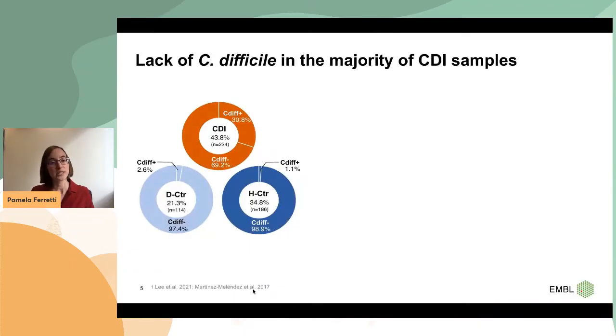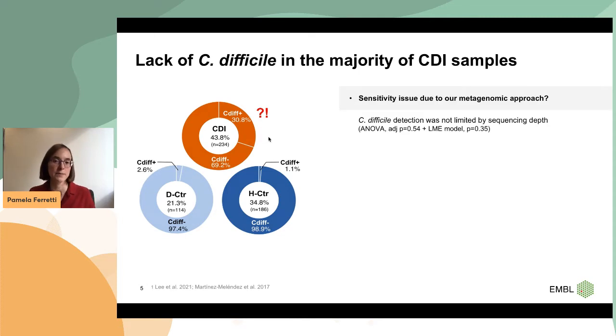However, proceeding to track C. difficile across the sample groups, we could find only sporadically C. difficile in diseased and healthy controls. But the very interesting and surprising part was actually to find C. difficile in only 30% of the CDI samples.